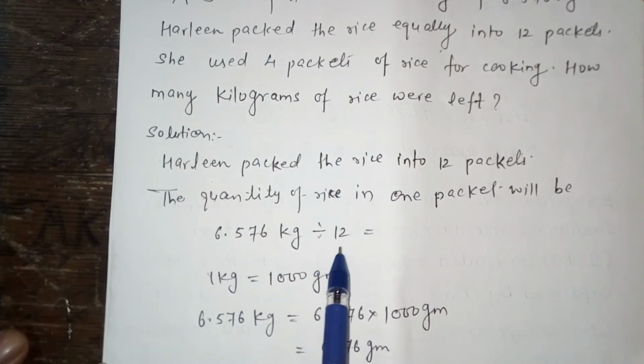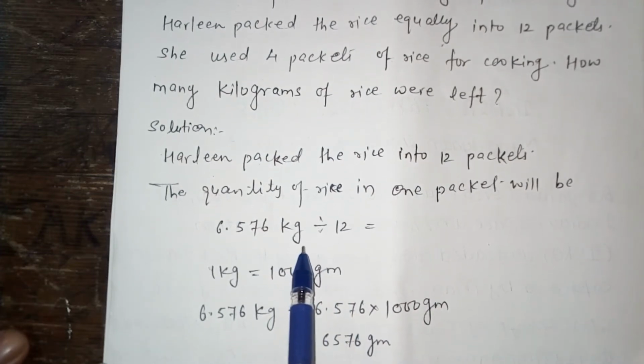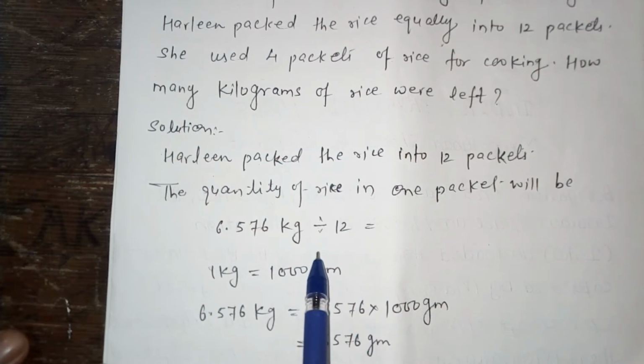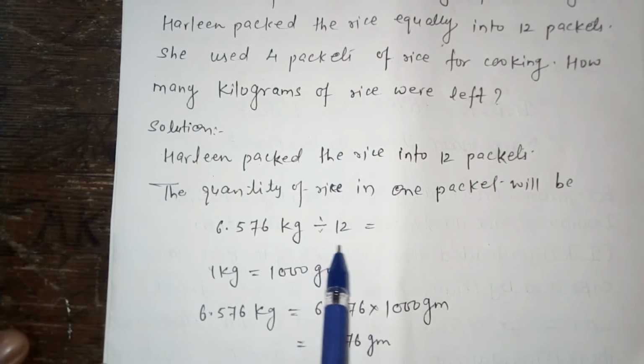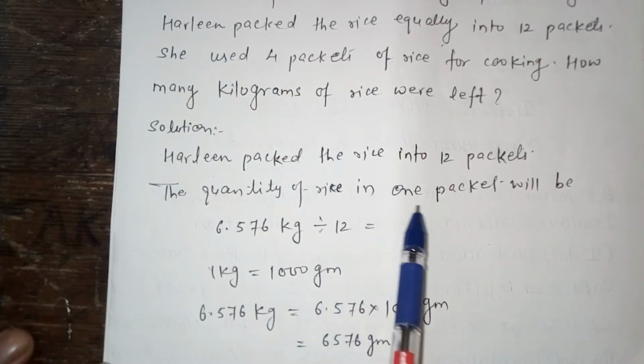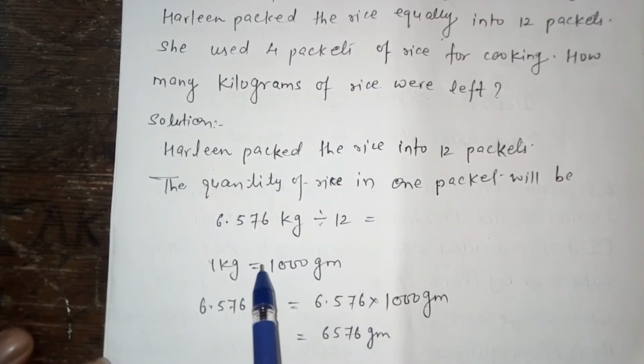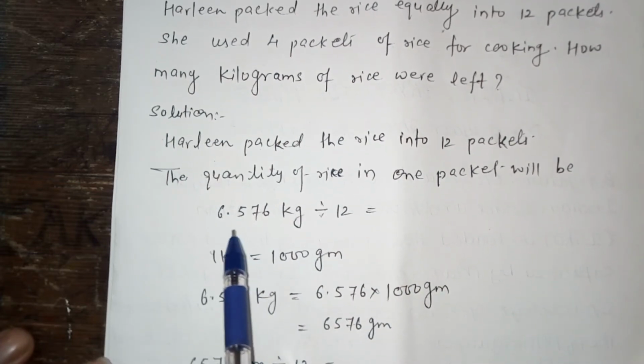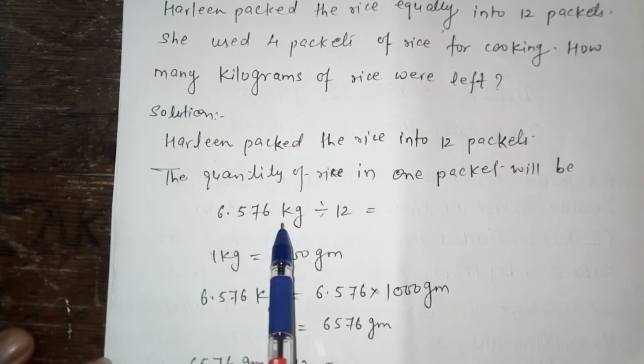Okay, in this step we will apply the division procedure. That's why in this question we will find the value of one article. The meaning is, how much rice is contained in one packet. 6.576 kg divided by 12.